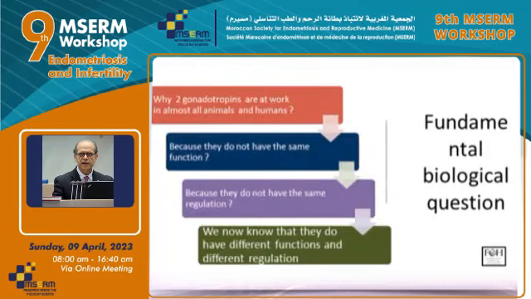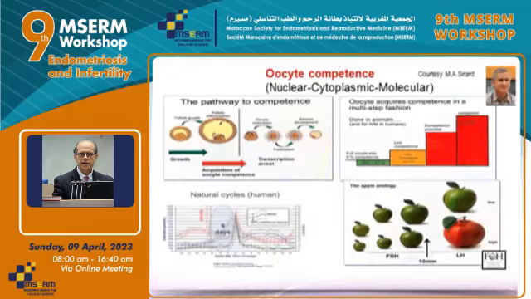Now, we know that there are two gonadotropins at work during ovarian stimulation, and in almost all animals, LH and FSH. And we also know nowadays that they do have different functions and different regulation, and that's why they are important, and we have to have a look at what happens in the natural cycle.